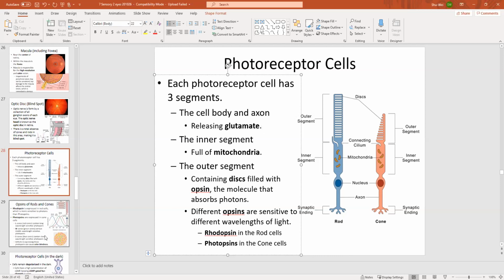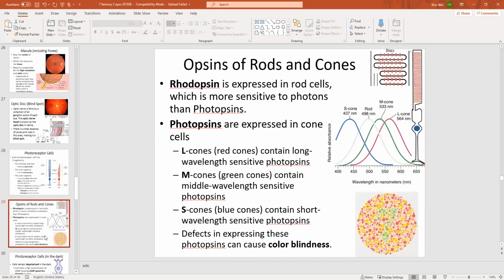All right. We have the photoreceptor. This photoreceptor contains different opsins. In the rods, it's called the rhodopsin, because the color is rose color. Photopsin is the one that's in the cones. It has three types. Long wavelengths detect the red color. Middle wavelengths detect the green color. Short wavelengths detect the blue color. So we have three types of photopsin in the cones.